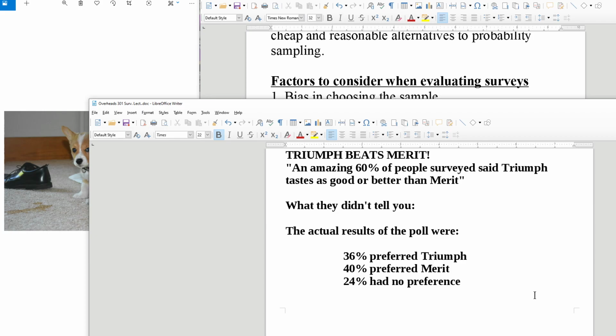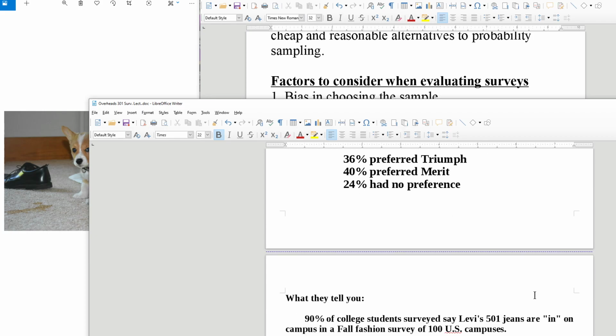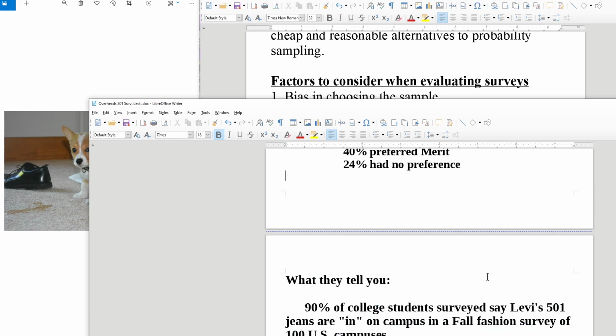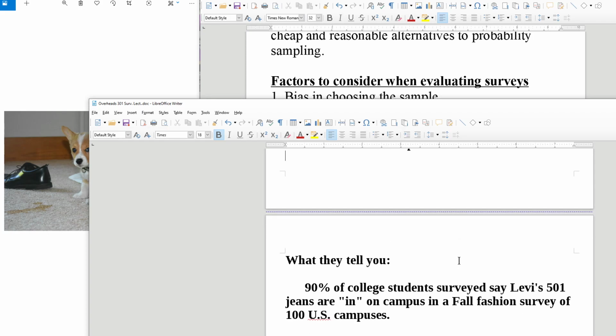All right, here's another one that was used in the ad for 501 Jeans. So 90% of college students surveyed, let me see if I can make the type a little bigger for you. 90% of college students surveyed say Levi's 501 jeans are in on campus in a fall fashion survey of 100 U.S. campuses. Oh my goodness, 90%? I don't even get 90% of people to agree on what day of the week it is.